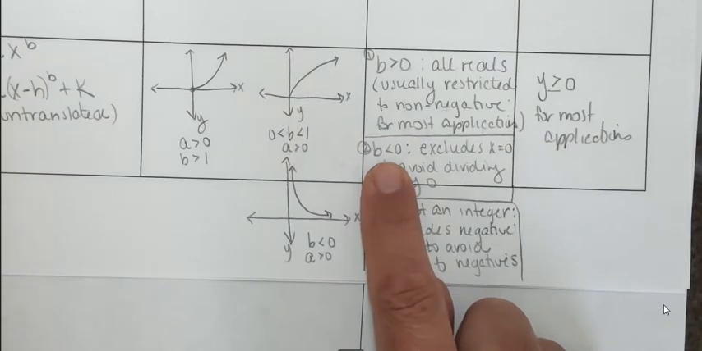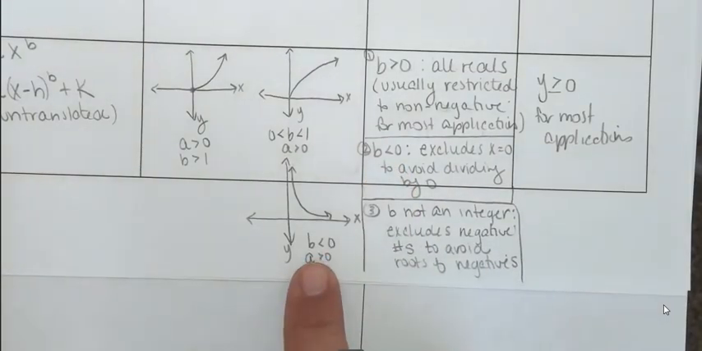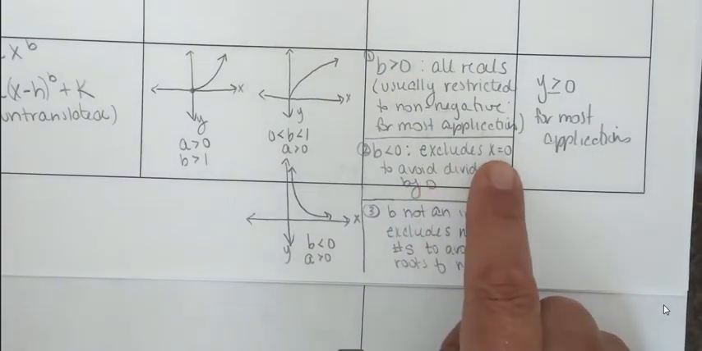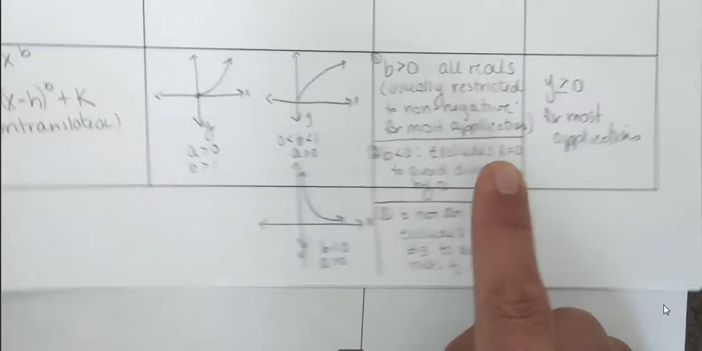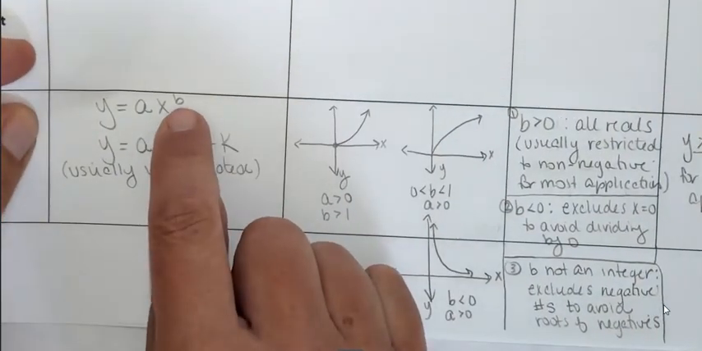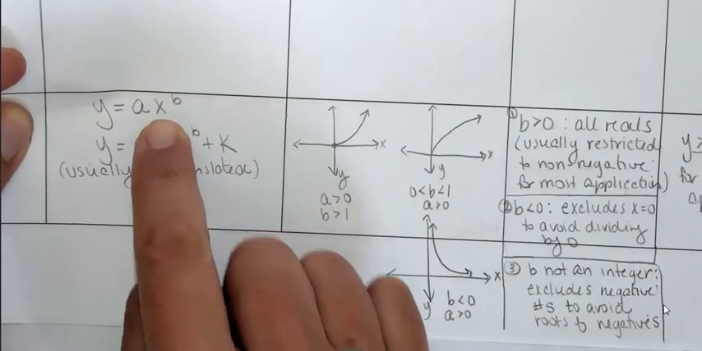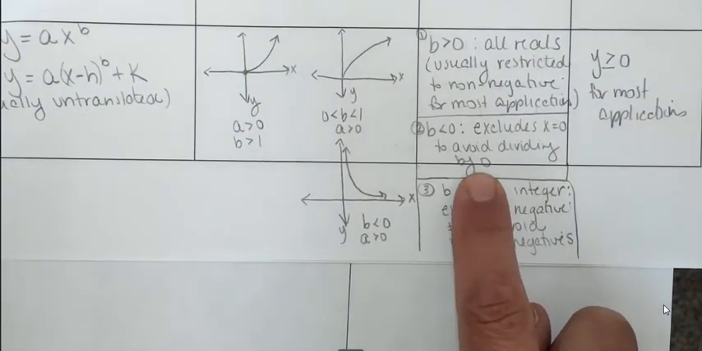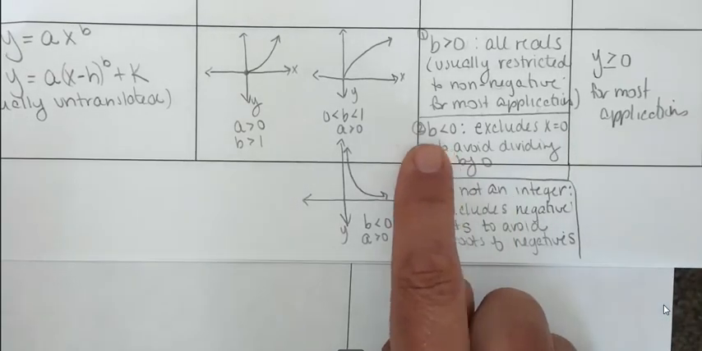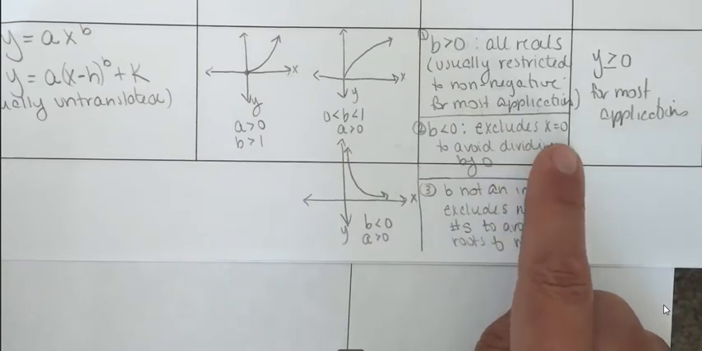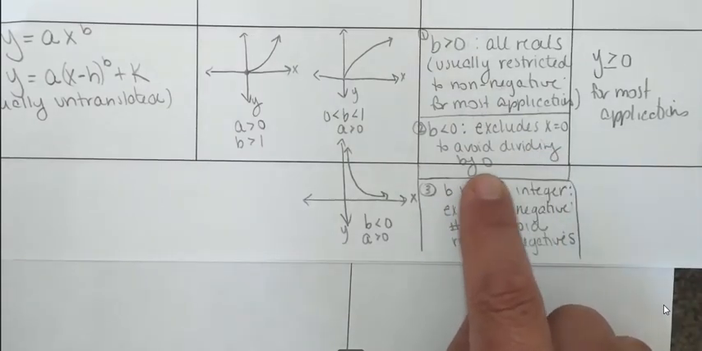If B is something less than 0, similar to this graph here, it's really important that this graph excludes 0. Because if B is some number less than 0, so again, going back to this, B is a negative, that means that you're going to have to take the reciprocal of x, right? Which means you could end up dividing by 0. Okay, if x was 0, you would end up dividing by 0. Well, that's a problem. So anytime B is less than 0, what we do with a power function is we exclude x equaling 0 so that we avoid dividing by 0.